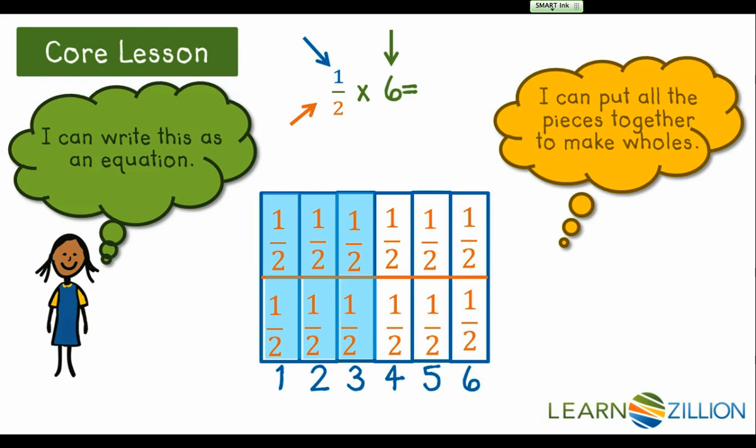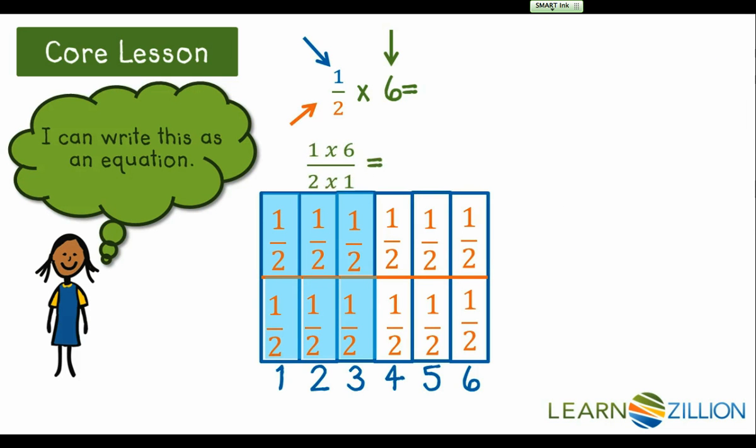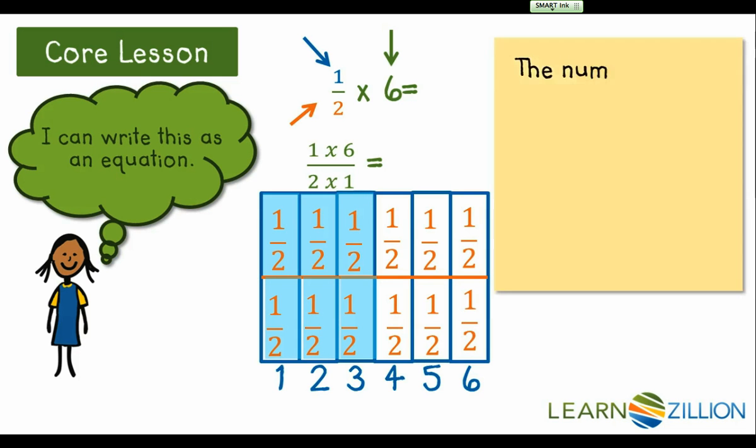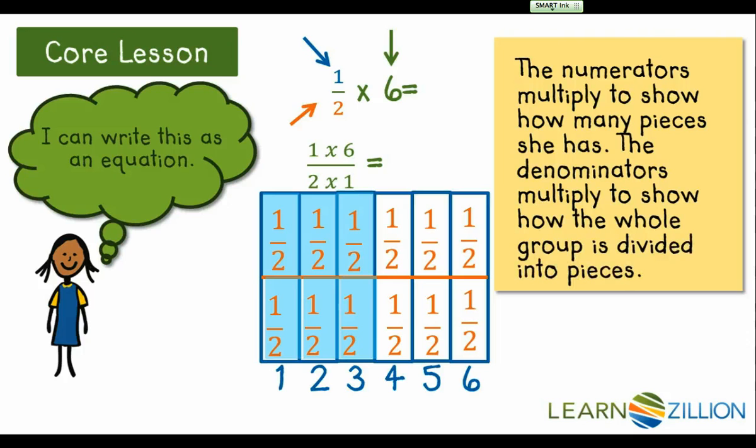I could write this as an equation. 1/2 times 6 over 1 is equal to my number. I can combine the two numerators to show that 1 times 6 is my new numerator and 2 times 1 is my new denominator. The numerators multiply to show how many pieces she has, and the denominators multiply to show how the whole group is divided into pieces. So I get 6 halves, which is equal to 3.